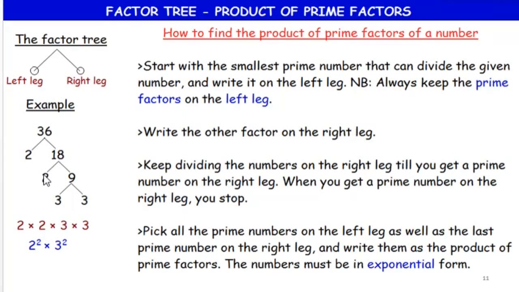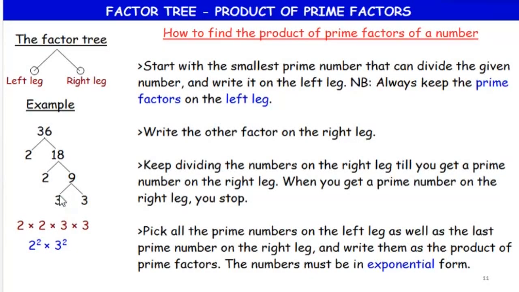So we are going to write the smallest prime number that can divide the number 18, and that is also 2. Then we keep the other factor on the right leg. So how many times will 2 go into 18? It is 9. So we keep the 9 on the right leg over here, right? So we are going to keep dividing till we get a prime number on the right leg, right? So 9 is not a prime number, so we are going to open another factor tree, right?